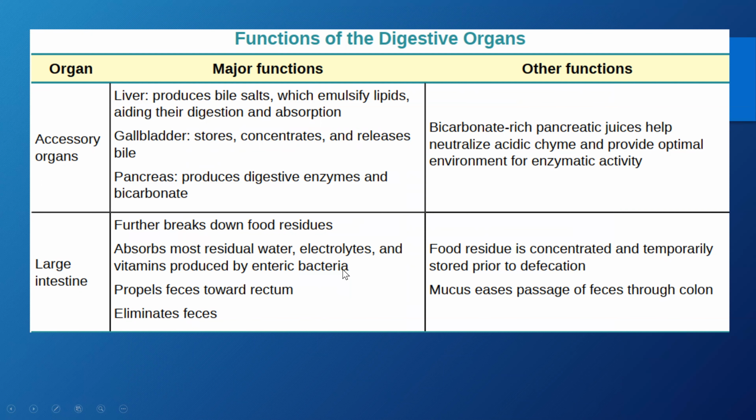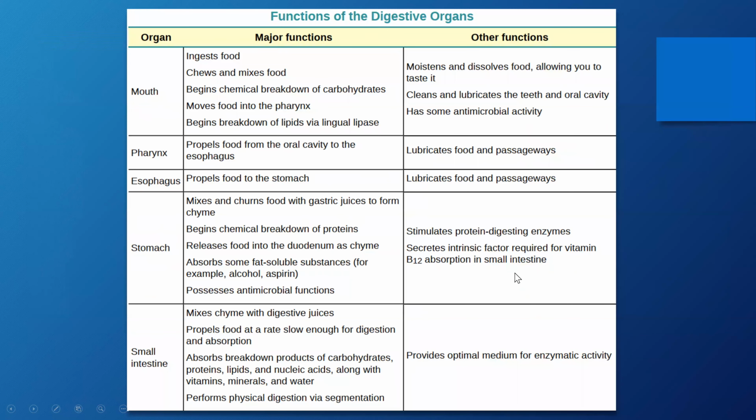A pancreas produces lots of digestive enzymes and bicarbonate. Right, so that's a major function, and they do have other functions. Right, so for example, like in a mouth, the saliva cleans and lubricates the teeth, right?